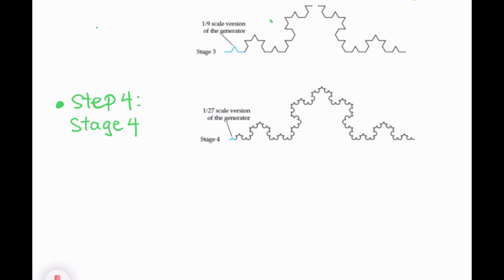This process would repeat forever. We would continue going stage 5, stage 6, stage 7 for infinity. And that's what makes this a fractal. No matter how much you zoomed in, you would see this same basic pattern.